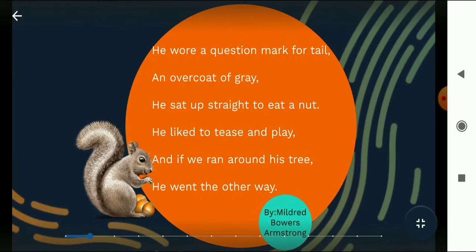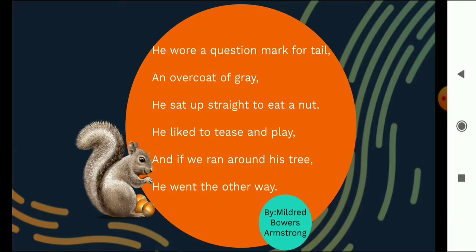He wore a question mark for tail. What does his tail look like? Who is he here? He is the squirrel. He wore a question mark for tail. What does his tail look like? It looks like a question mark.